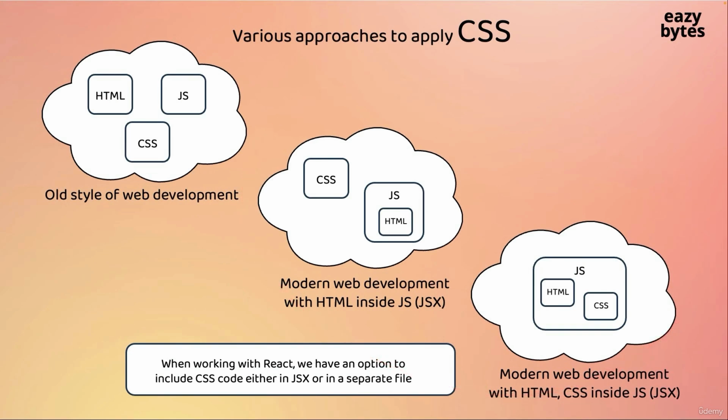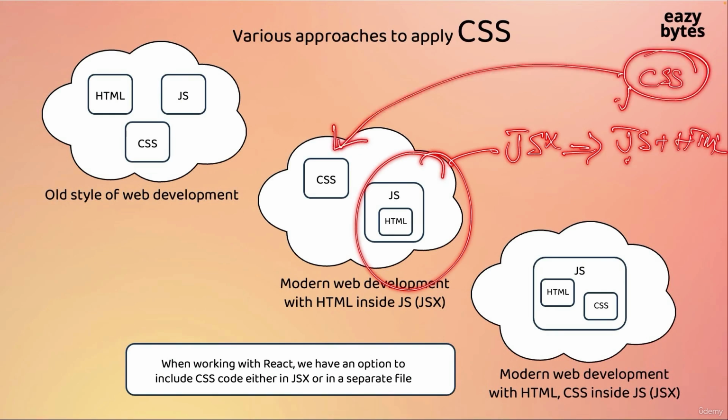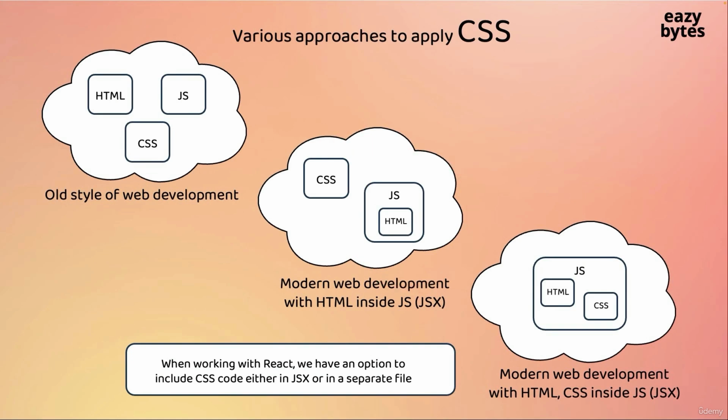The first approach is that inside a React component, we can write JSX, and inside JSX, we can write JS plus HTML code. And the CSS code will be present in a different file, and the same CSS file will be imported into the React component. This is one style. In fact, we followed this approach in the previous sections.